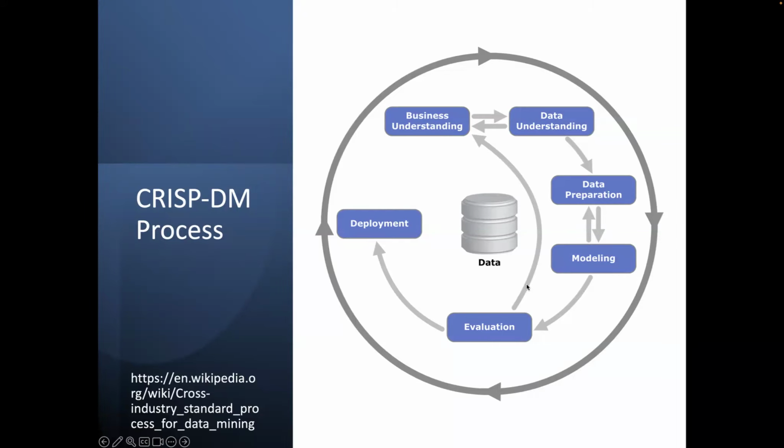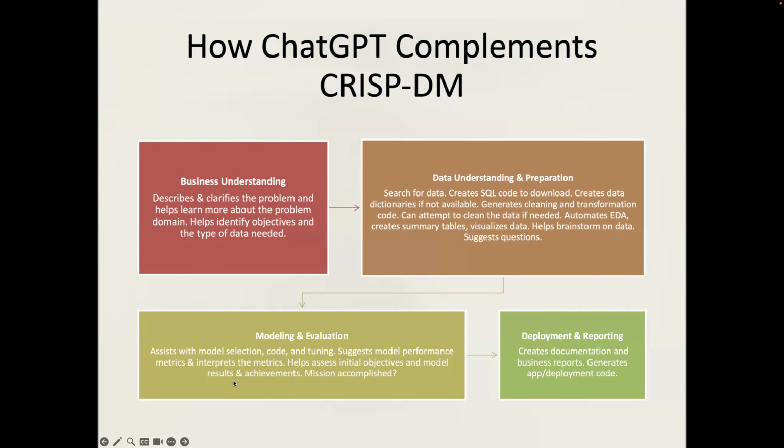So what I did is combine data understanding and data preparation, and then combine modeling and evaluation into the same boxes. So as you can see, this is how ChatGPT complements CRISP-DM. The word is complementing. It means it's not going to do everything for you, but it will help you a lot.